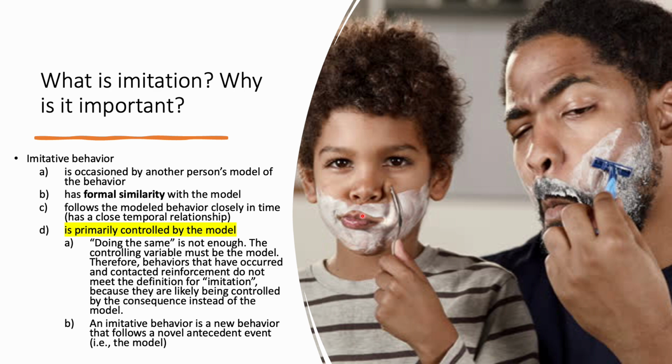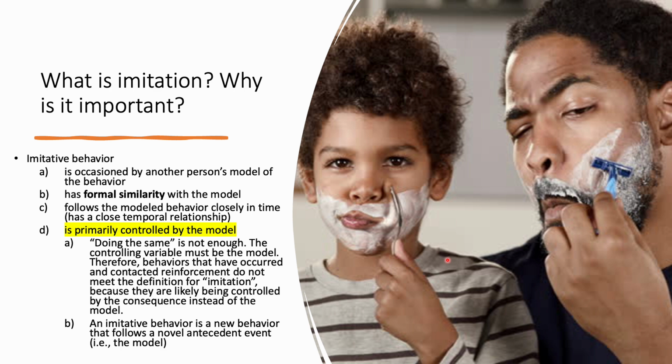It cannot be behavior that's controlled by the consequence. So this means that an imitative behavior is a new behavior that follows a novel antecedent event. Okay, so it has to be a new behavior that is occurring because of a novel stimulus that was presented. So the shaving no longer will qualify.